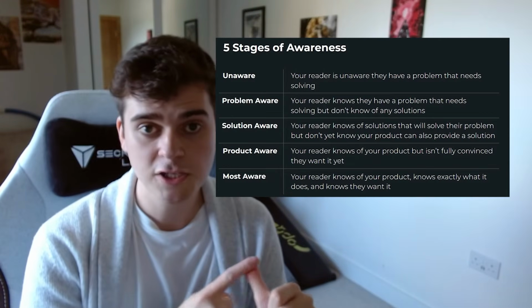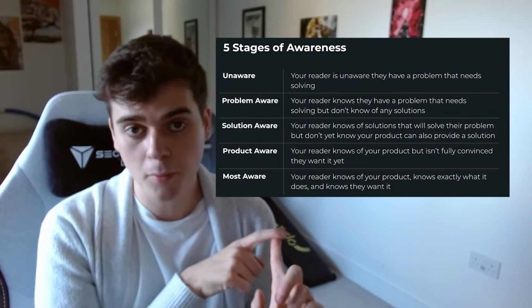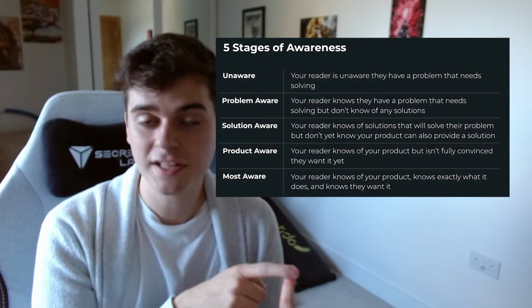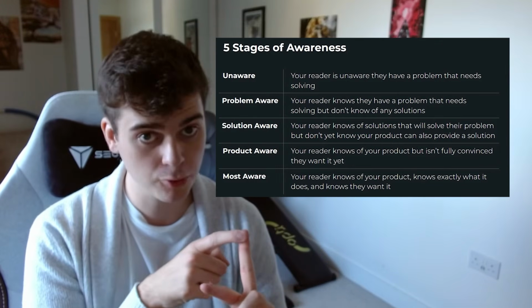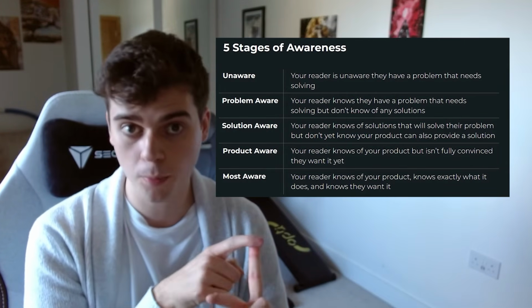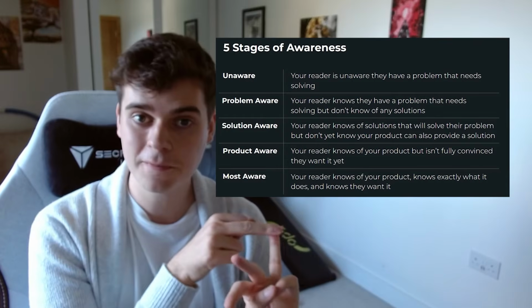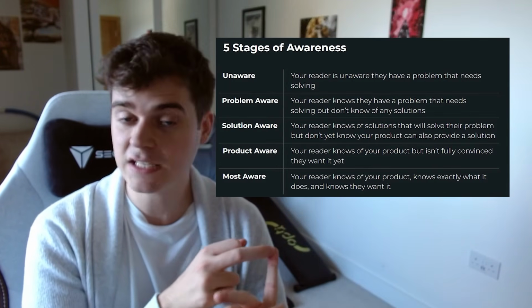But the 5 stages of awareness are: unaware. This means people don't even know that they have a problem that needs to be solved yet. Problem aware, people who understand that they have a problem, but they don't know that solutions exist to fix it. Solution aware, people who know they have a problem and know that there are solutions that exist to fix it, but they don't yet know about your product. Product aware, where the people know they have a problem, they know solutions exist, and they know that your product is one of those solutions.